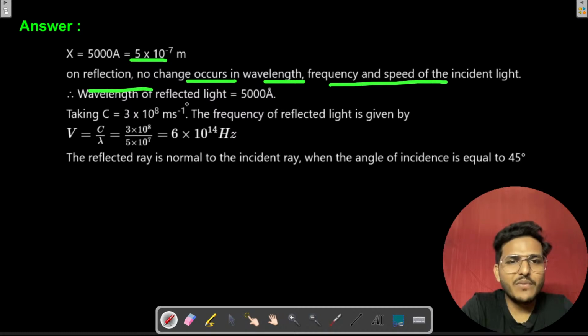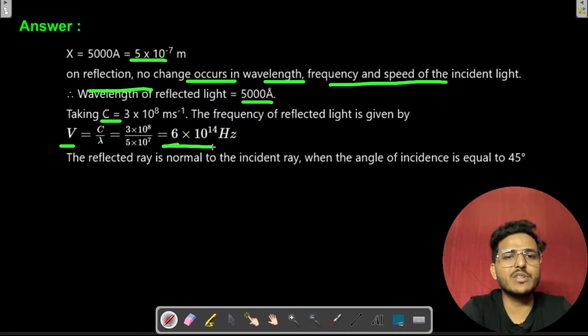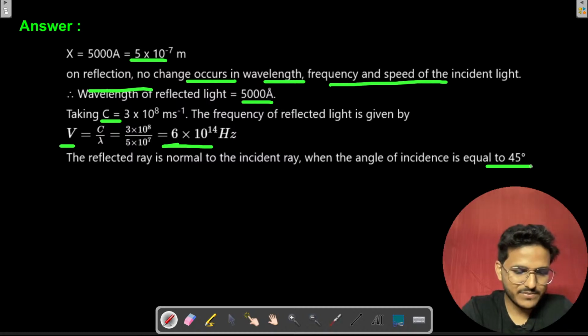Okay. Wavelength of reflected light is 5000 angstrom, and the speed of light is 3 into 10 to the power 8 meter per second. So the frequency is C upon lambda, that is 3 into 10 to the power 8 upon 5 into 10 to the power minus 7, so it will be 6 into 10 to the power 14 hertz. And the angle of incidence is equal to 45 degree. Okay.